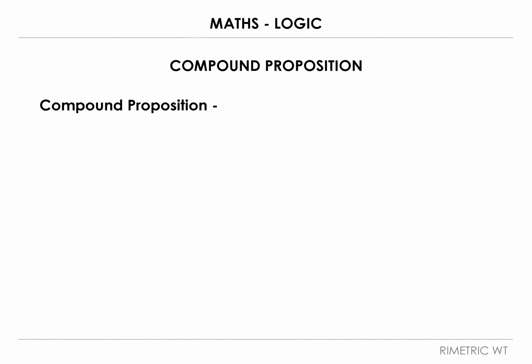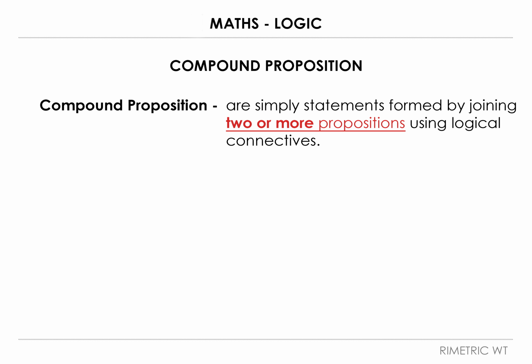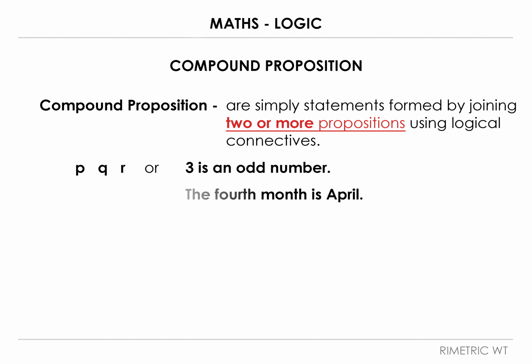Compound propositions are simply statements formed by joining two or more propositions using logical connectives, such as negation, conjunction, or disjunction. Propositions can be represented in two ways, by a lowercase letter like P, Q, or R, or by a full sentence, such as "3 is an odd number," or "the 4th month is April." For ease of evaluation, we assign a lowercase letter to each statement. For instance, we can assign P to our first statement and Q to the second.